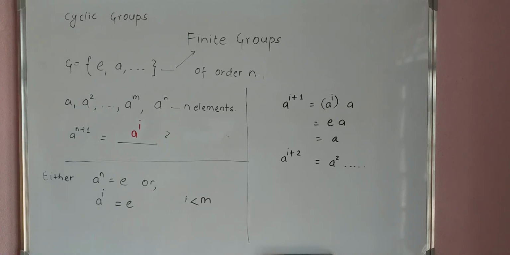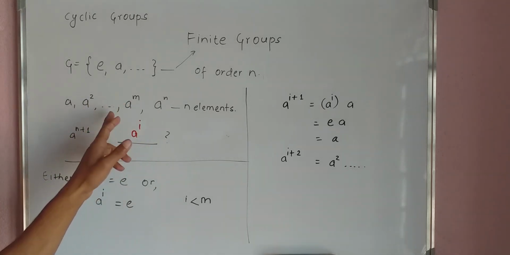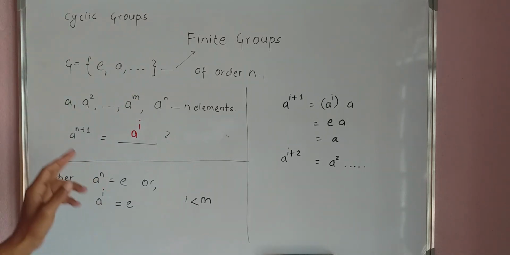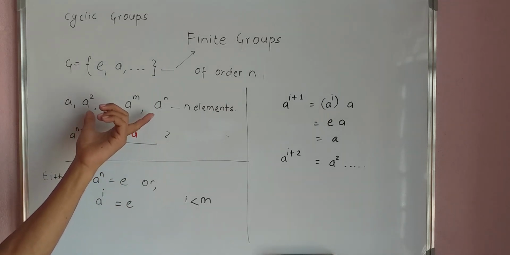Then because G is a group, by the closure axiom of a group, these elements must also belong in G. Not only these elements, but a to the power n plus 1 must also belong in G by the closure axiom. There are n elements in G and there are n elements in this collection, and all of these n elements belong in G. Therefore, a to the power n plus 1 must take one of these values.